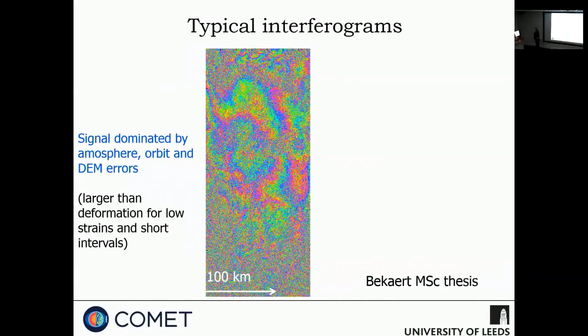Okay, so here's maybe a more typical interferogram. There's an interferogram here that has some interesting signal. In this case, it's partly deformation, but it's also got a lot of noise. That's partly decorrelation noise, which is causing this sort of speckle in the colours here. But there's also some spatially correlated noise as well, mainly due to the atmosphere.